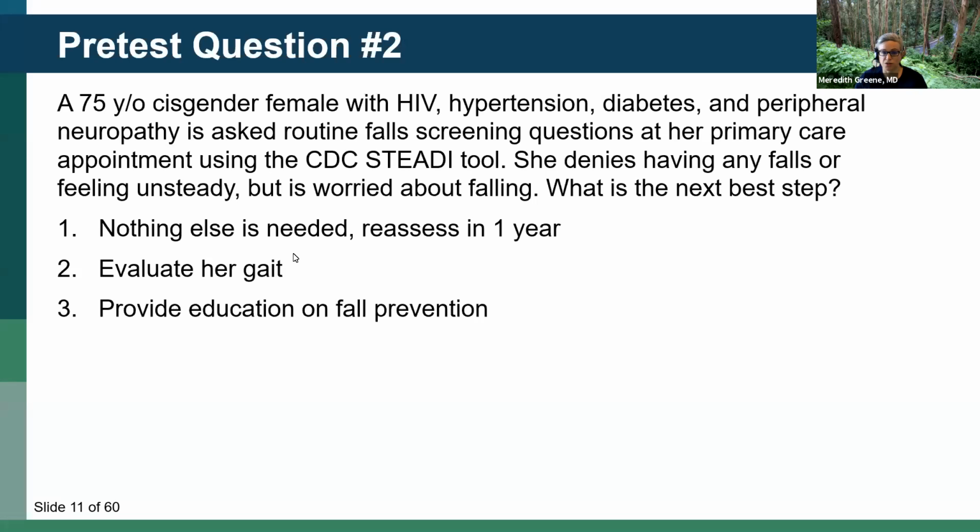Okay, and the results of our poll. So no one said nothing else is needed. About 2/3 said evaluate her gait, and about 1/3 said provide education on fall prevention. And great, we're going to talk more about this in the talk.